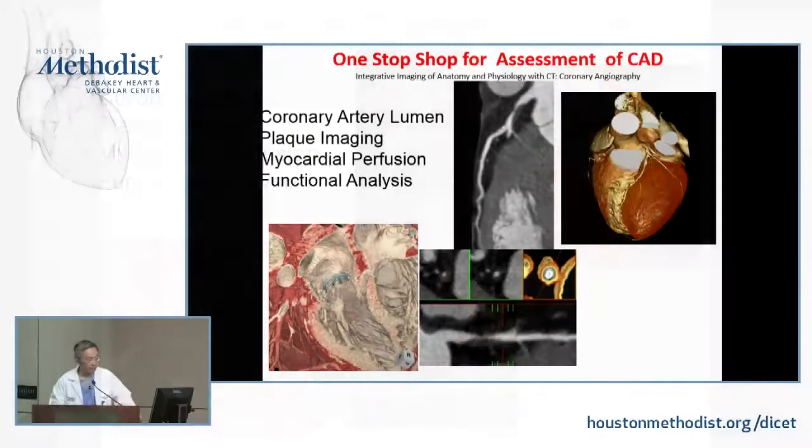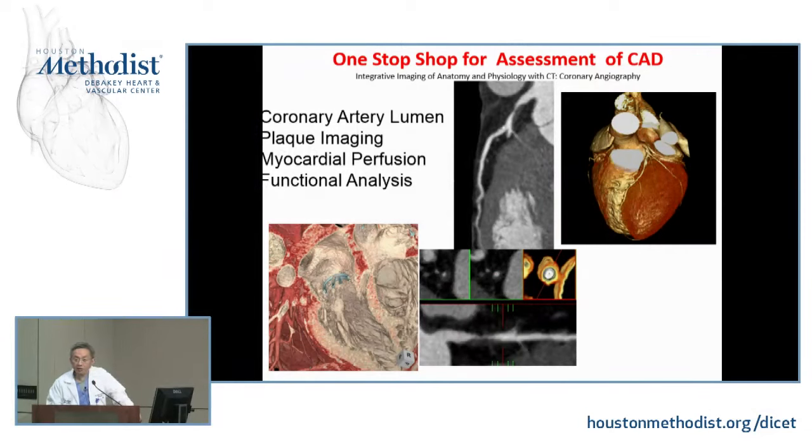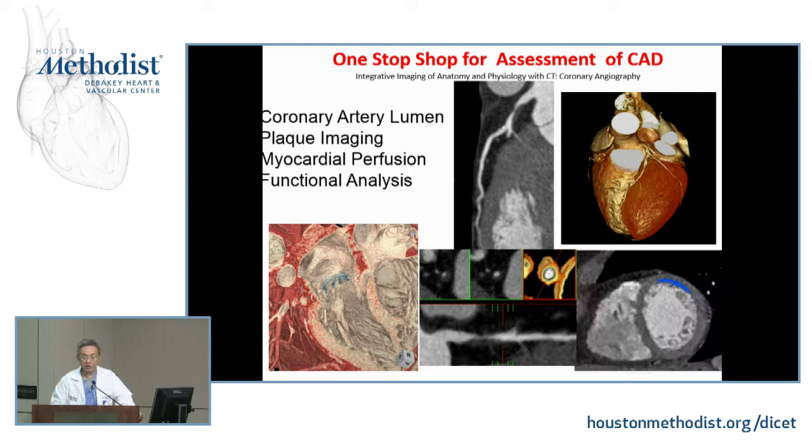The reason is simple. We can assess the luminal stenosis. We can assess the plaque. We can look at the perfusion. We can look at the function, including wall motion and functional significance of stenosis that we see, all in one single study. I'm sorry? You could do viability too. That's less well studied, but we put it up there, and eventually we'll get there.